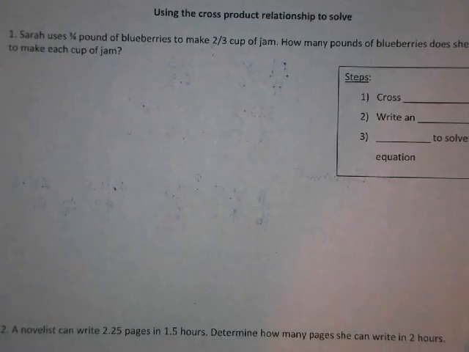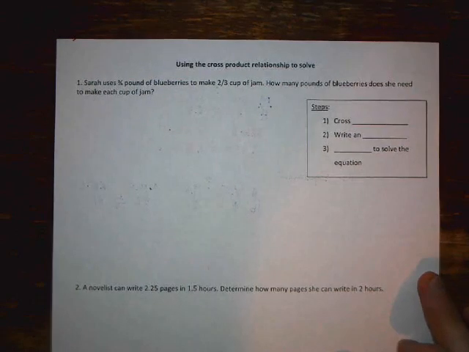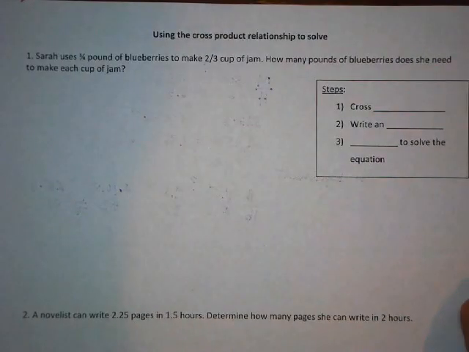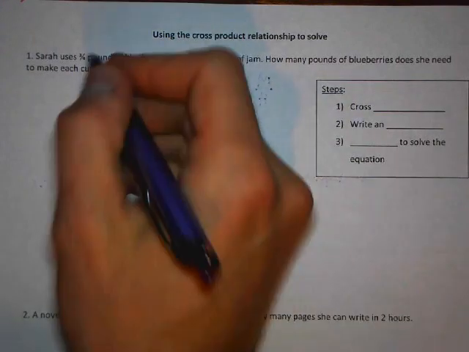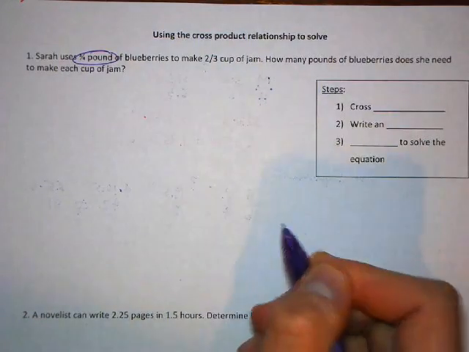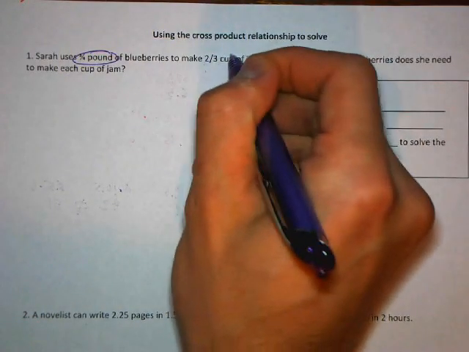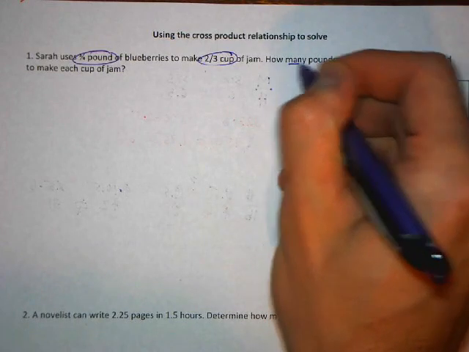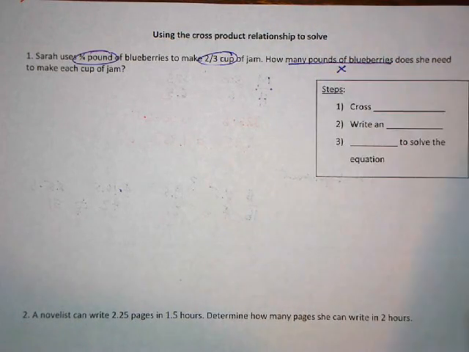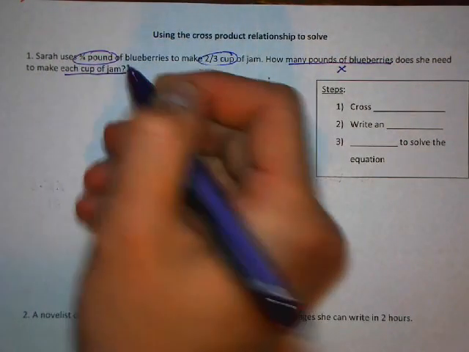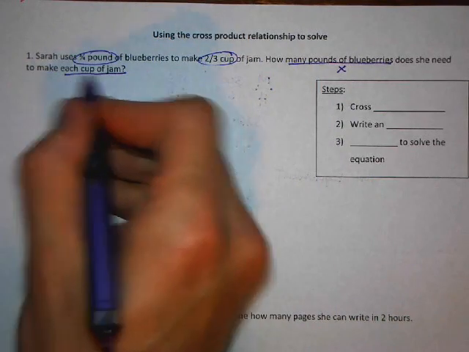Okay, now this is all useful because sometimes we need to solve proportions where it's not convenient to write an in-between or within ratio like you did in the last video. So let's see an example of this. Sarah uses 3/4 pounds of blueberries to make 2/3 cups of jam. How many pounds of blueberries does she need to make each cup of jam?